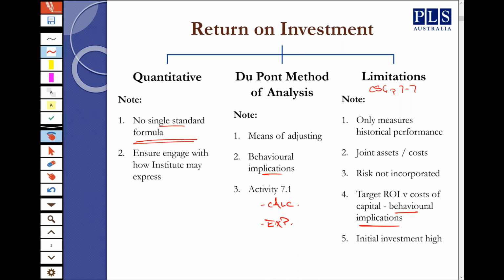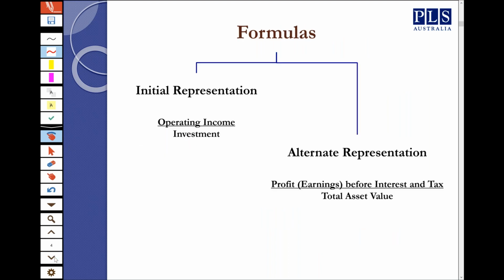Now, I've made the point that there's no single standard formula. What you'll find, however, as you start looking at the Institute's material initially, is they express it as operating income over investment. What I need you to understand, however, is as you then read down the page, note how they basically state that for operating income, we're going to use the logic of earnings or profit before interest and tax, and our investment will be total asset value.